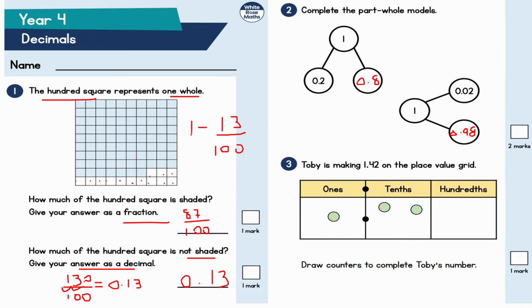This is question number 3. Toby is making 1.42 on the place value grid. Draw counters to complete Toby's number. Well, it's 4 tenths, and then it's 2 hundredths. It's 1.42, so it's 4 tenths and 2 hundredths and one whole in the units column, or the ones column, we say.